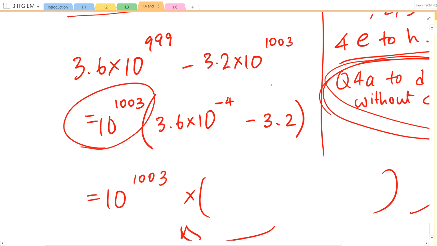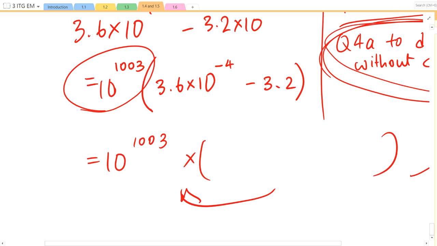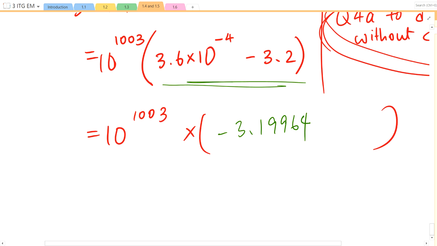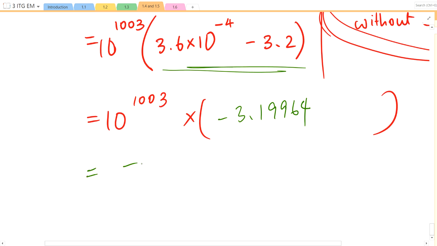Now that we are convinced they are the same, we just need to evaluate whatever is inside my bracket. So use your calculator to help you. 3.6 times 10 to the power of negative 4 minus 3.2, you will get a number that is greater than or equal to 1 but less than 10. Okay, so in this case it will be negative 3.19964. So in standard form our answer will therefore be negative 3.19964 times 10 to the power of 1003.